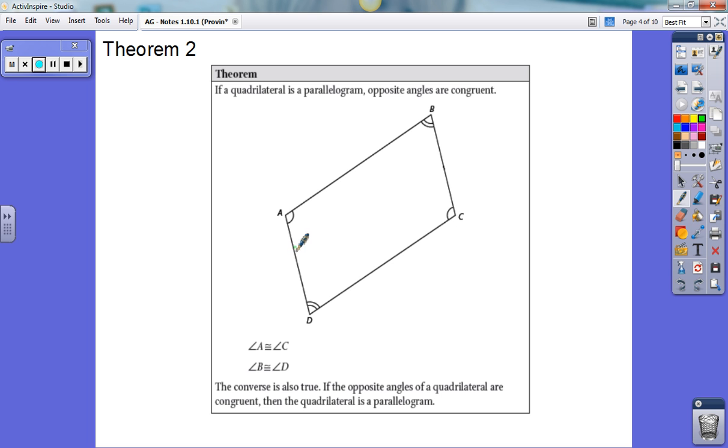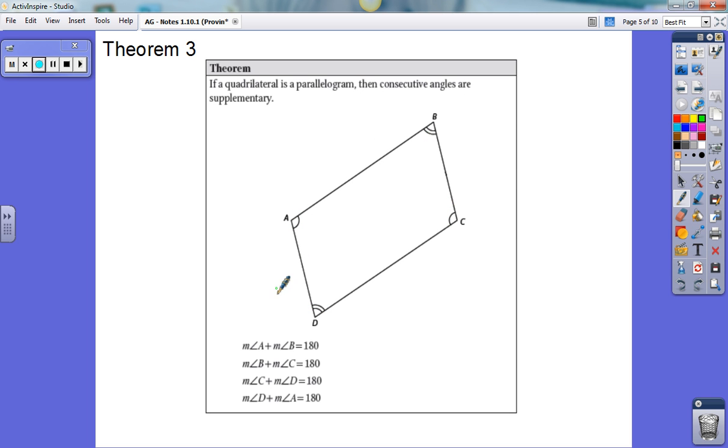The second theorem is that opposite angles are congruent, so angle A and angle C are congruent, and angle D and angle B are congruent. Again, the converse would be true as well. So we've got opposite sides and opposite angles both congruent. Consecutive angles are supplementary. So any two angles that are right next to each other, remember that's what consecutive means, so not opposite or across from, but right next to, those angles are supplementary.